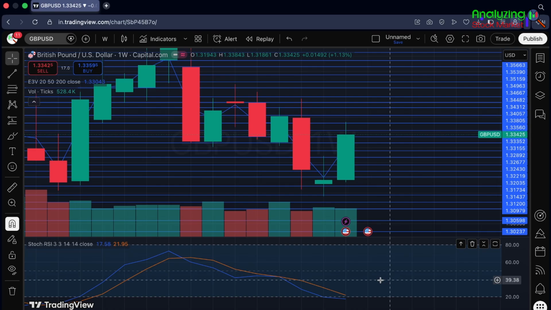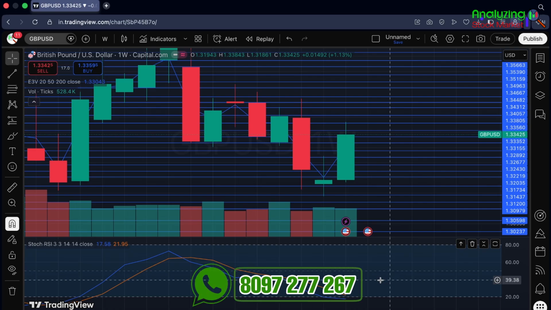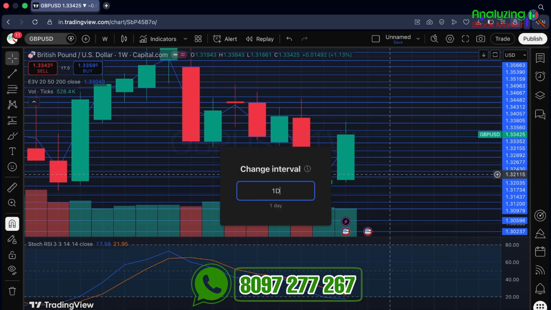But remember, as we always say, we should not only look at RSI or the indicators, we should also look for other factors which move the pair, like any news or important events, and then make a decision according to that data. So now let's mark some important support and resistance zones on a 1-day chart.